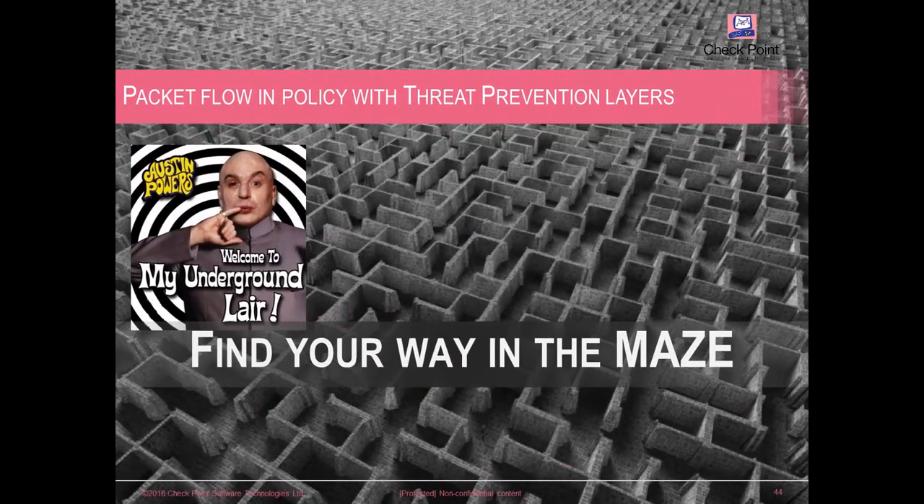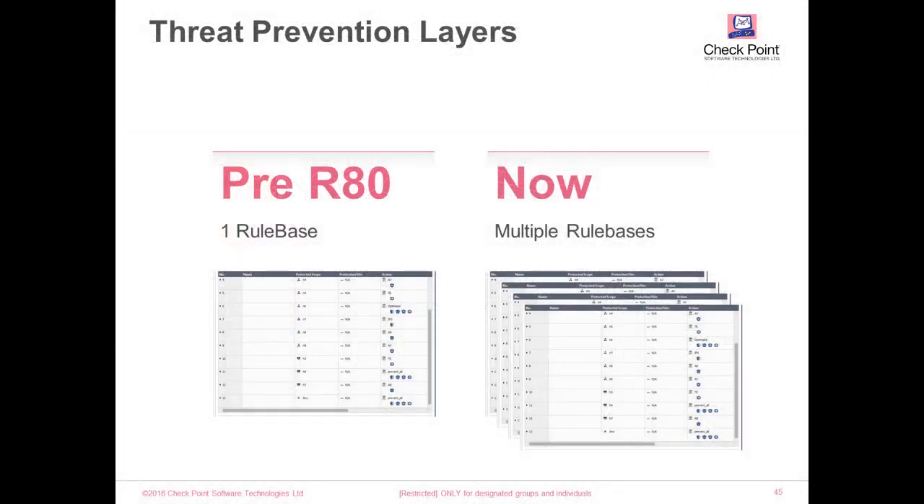So let's look a little bit at how the packet flow within the threat prevention policy layers is working. So basically, how I can find my way inside the maze.